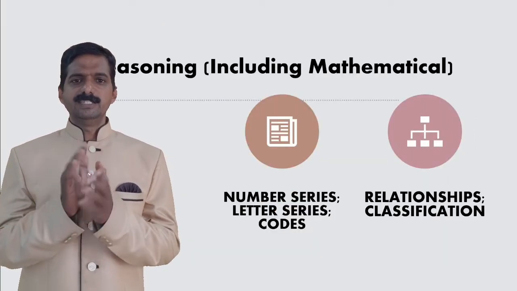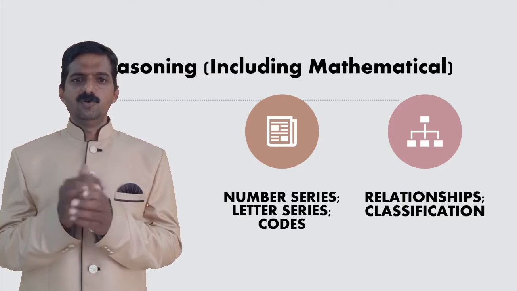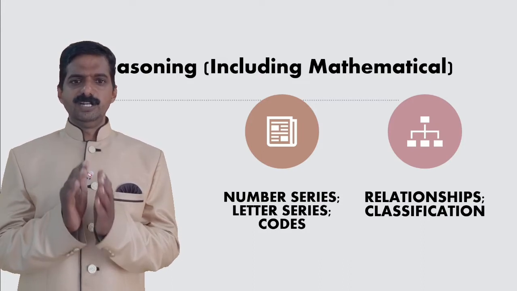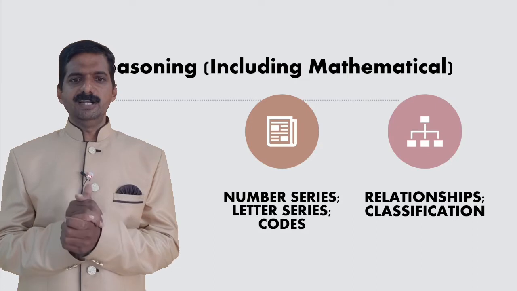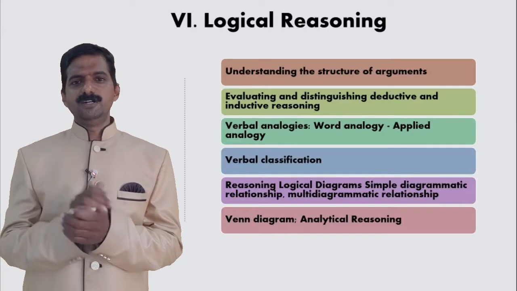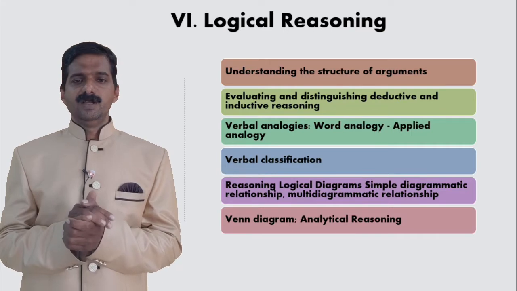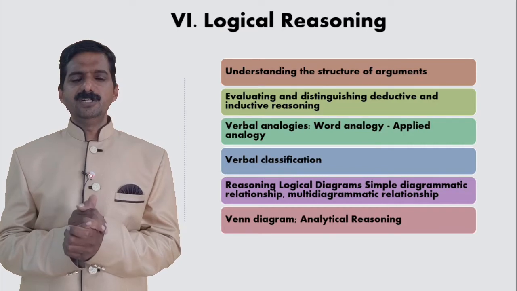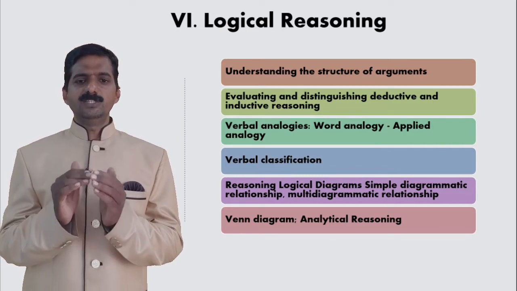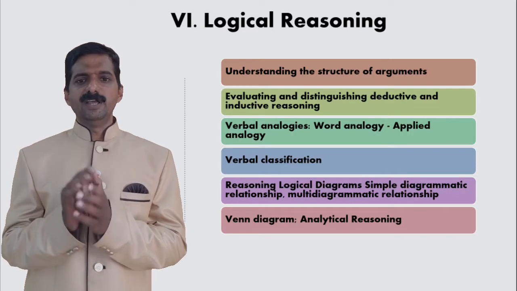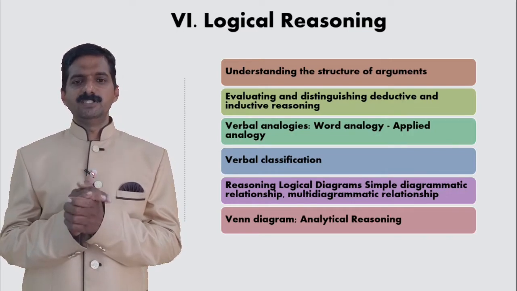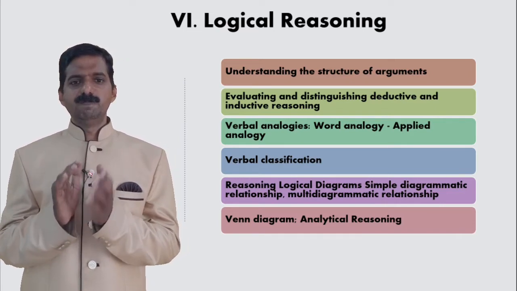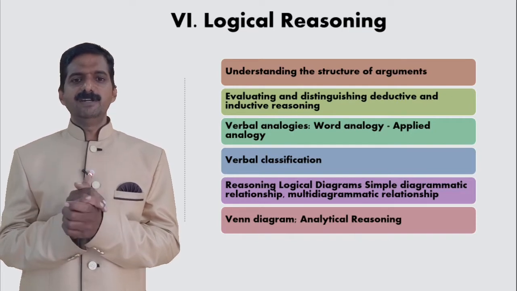Fifth unit is reasoning, including mathematical reasoning. So in this reasoning, number series, letter series, codes, relationships, classifications, etc. are the elements. Sixth one is also related to reasoning, but it is logical reasoning. In it, understanding the structure of arguments, evaluating and distinguishing deductive and inductive reasoning, as well as verbal analogies, word analogy, applied analogy, verbal classification is also there, and reasoning, logical diagrams, simple diagrammatic relationship, multi-diagrammatic relationship, etc.